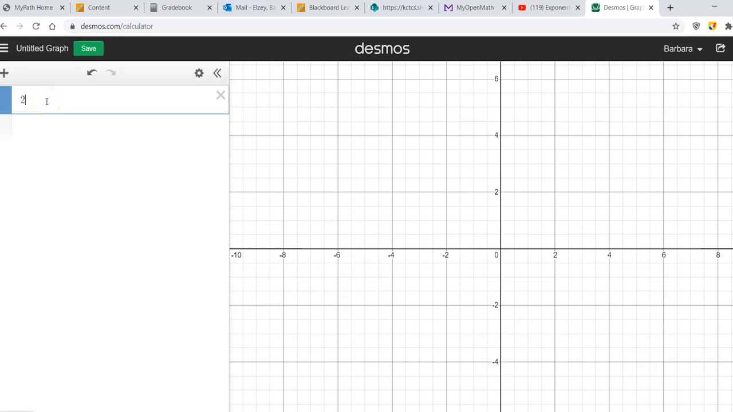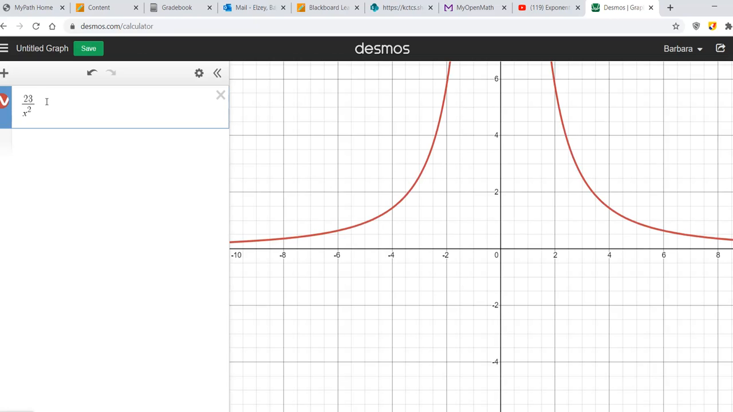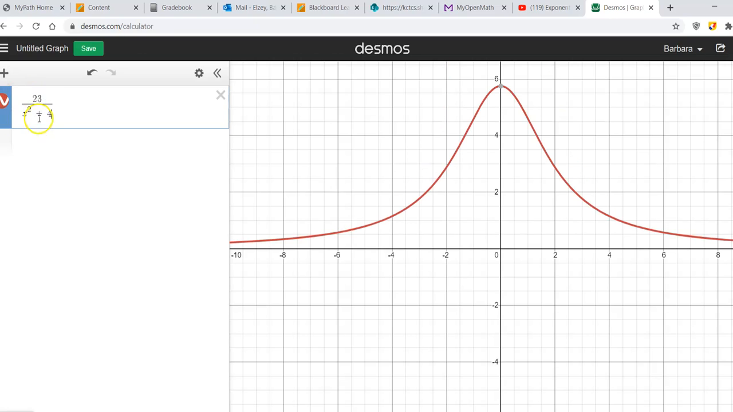So I'm just going to put in 23 over x squared plus 4. And you have to use the caret to do a power when you use Desmos. Your little caret is above the 6 on the keyboard. All right, and let's notice that there's the graph of what that thing looks like. So let's just answer the questions based on that graph.